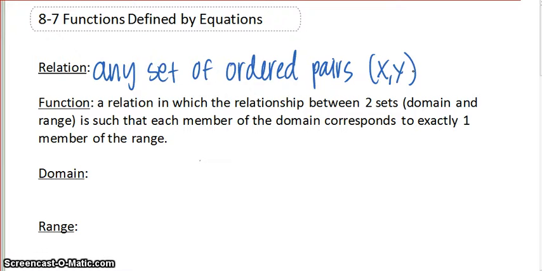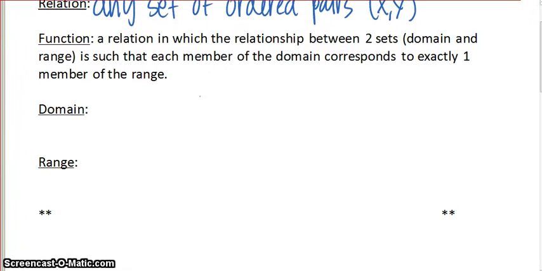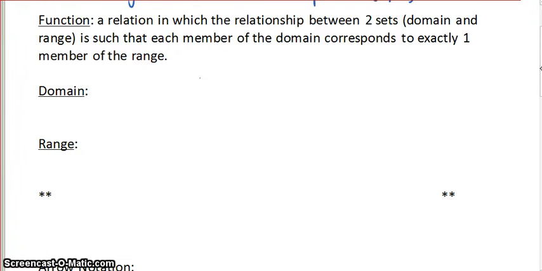Function: it's a relation, which we just defined, in which the relationship between two sets, our two sets will be the domain and range, is such that each member of the domain corresponds to exactly one member of the range. Well, let's define what domain and range are, and then I'm going to give you a short, easier way to think of what a function is.